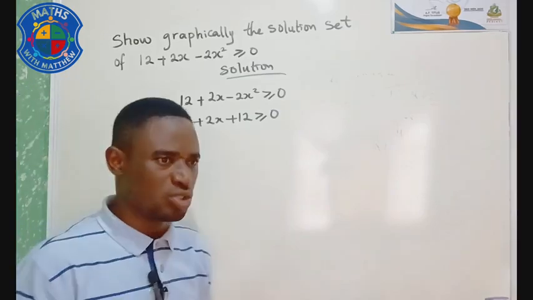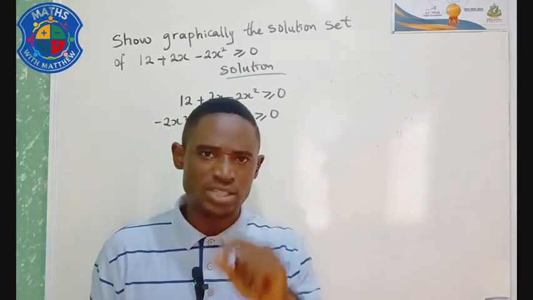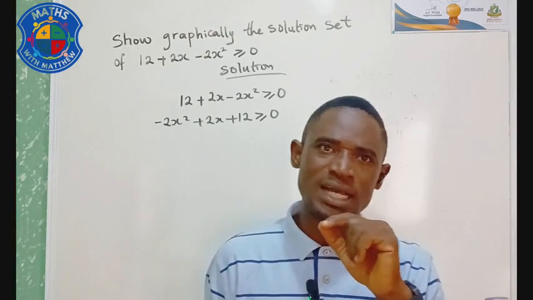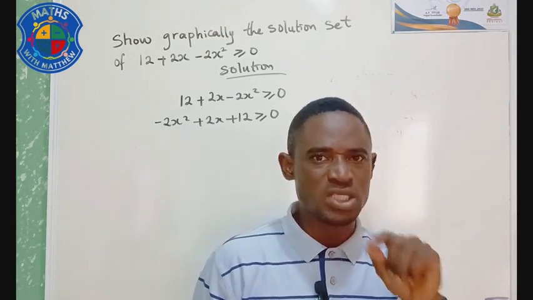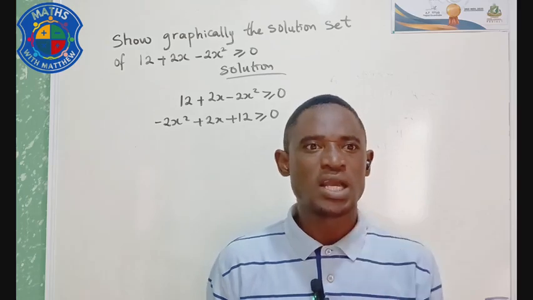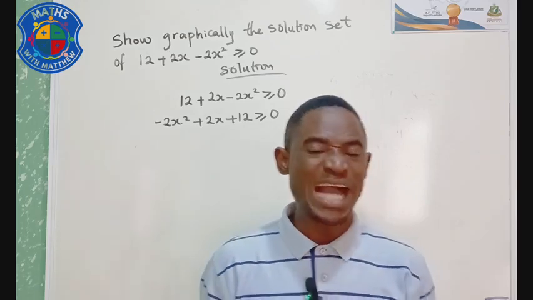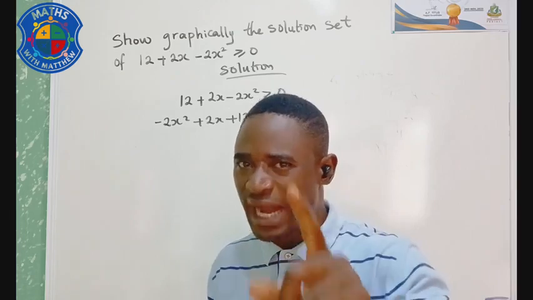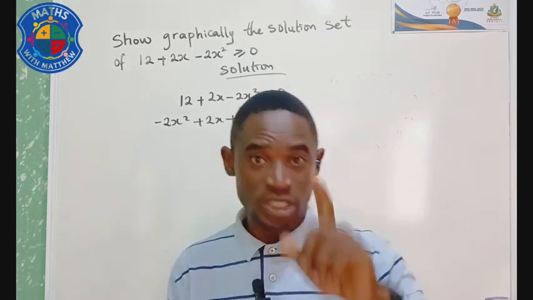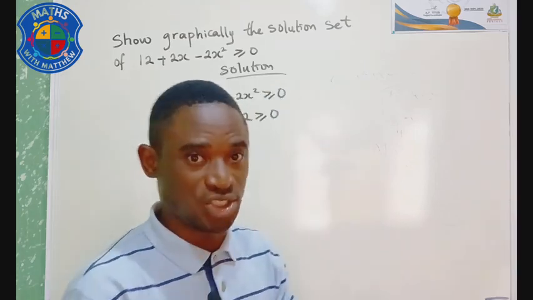But I told you the last time we did inequality that there are things you need to consider when dealing with inequality, and one of them is that anytime you multiply or divide by a negative value, your inequality sign will change. That is, it changes direction.